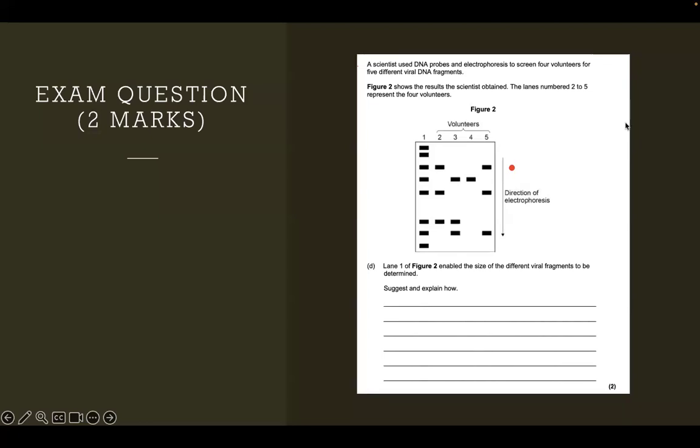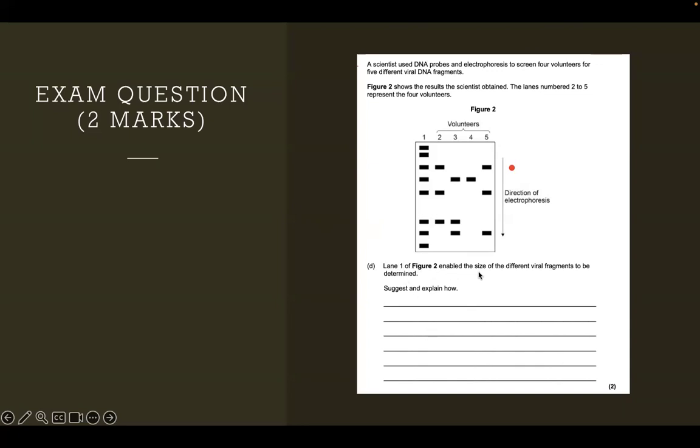Taq polymerase, yeah, that's a great one to see. Seen it in mark schemes. Wow. Okay. Well, if that is the case, then I can quickly explain what Okazaki fragments are for you. So first of all, let's go through this question and then I'll explain what Okazaki fragments are. So does anyone have an answer for this question?